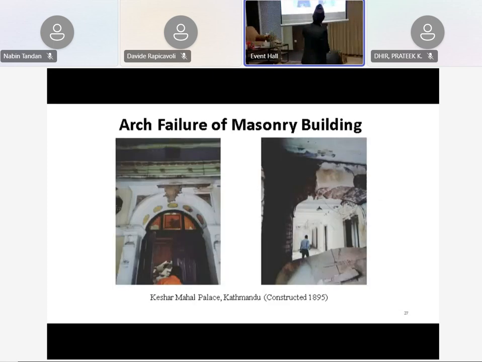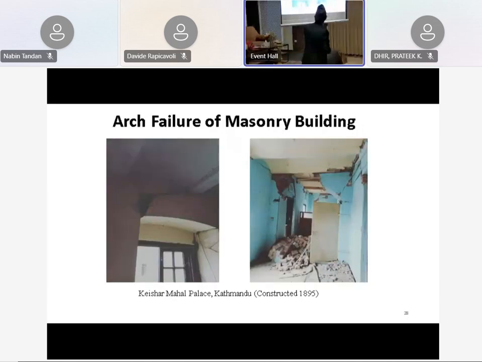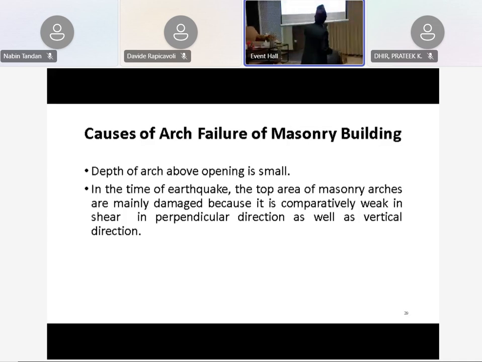And here is arch failure in the Kesar Mahal, and we can see the arch failure here. It is seen that the top of the arch is deteriorating, which is one of the causes. Another is that the arch is between the floors, where the top floor is there and the bottom has less stiffness. That's why, due to the lower stiffness, we can see the failure in this part. Please next. Here also we can see the falling of the arch part. Next, please. And these are the causes of failure.